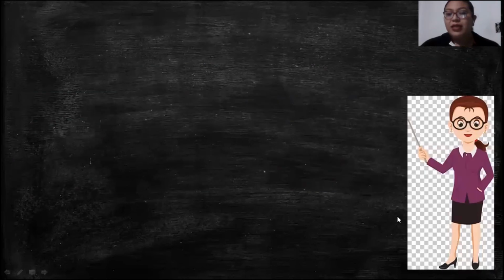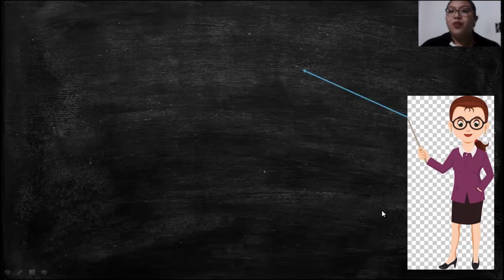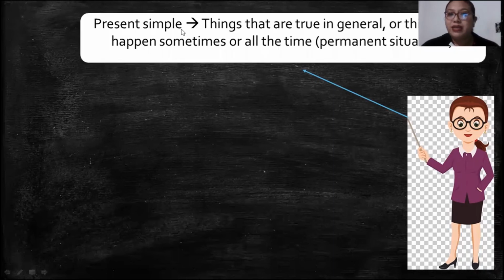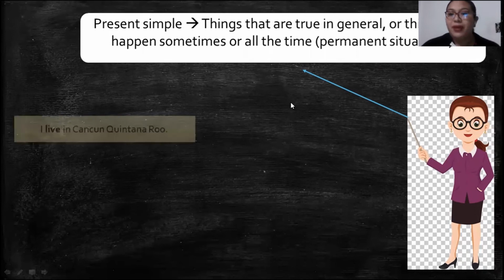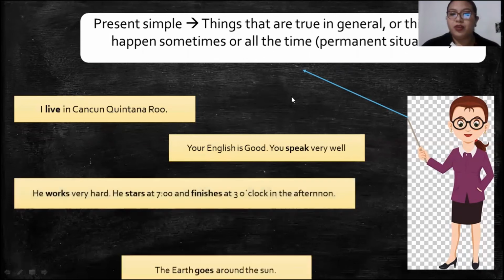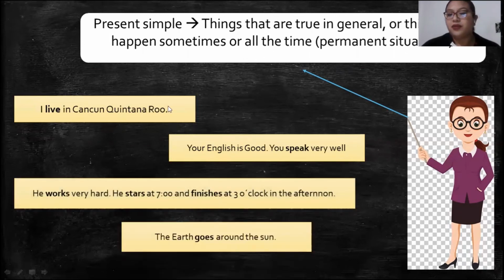So now that we have the structures, the basics, we are going to learn what is the difference in these tenses, okay? We are going to use present simple when we are talking about things that are true or things that happen sometimes or all the time. This is what we call permanent situations, okay? And I'm giving you some examples, okay? For example, I live in Cancun. Your English is good. You speak very well. He works very hard.